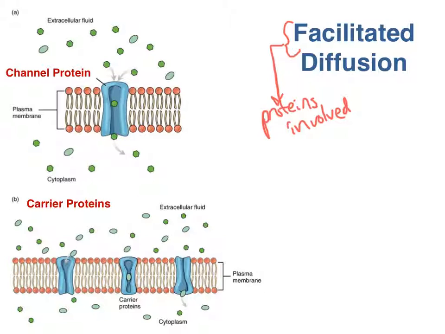The other type of transport proteins are carrier proteins. And carrier proteins actually change shape, allowing molecules to pass through. So they kind of pick up molecules on one side of the membrane and then shift and release them on the other side of the membrane. And since they have to have this shape change, they are more specific. So usually carrier proteins only allow a single type of molecule to pass through them.